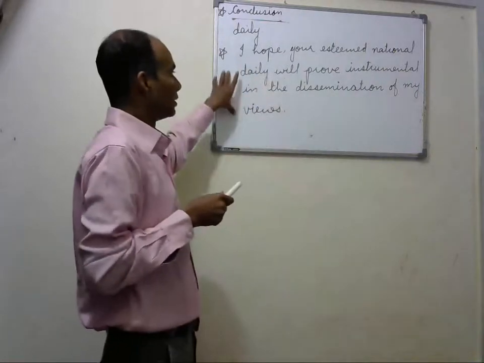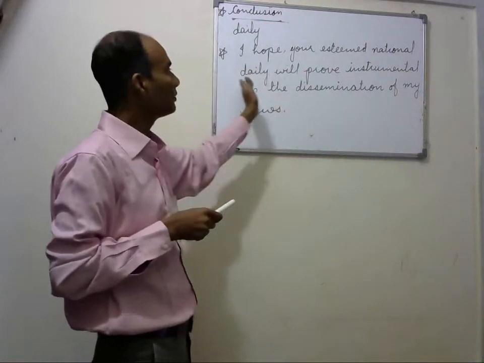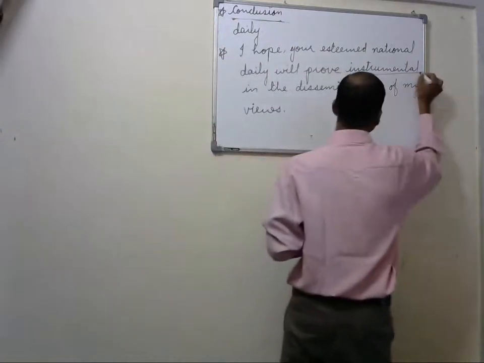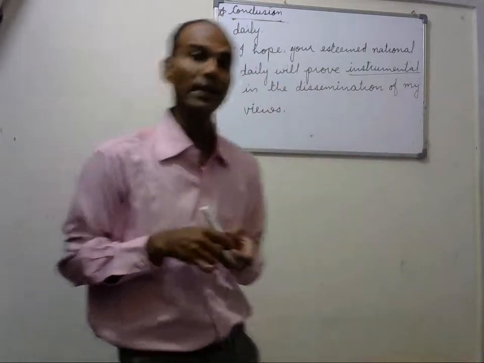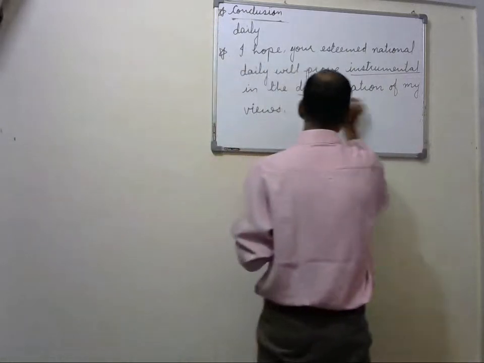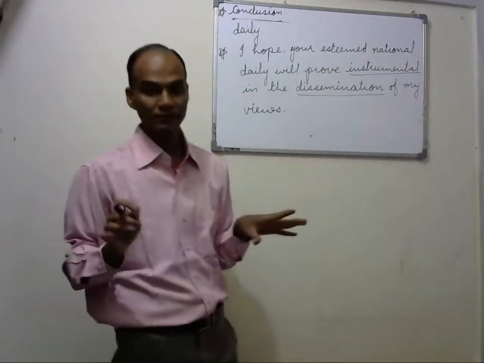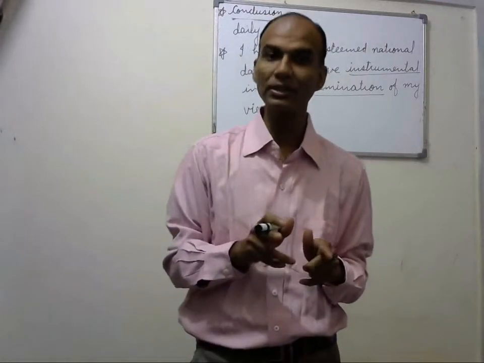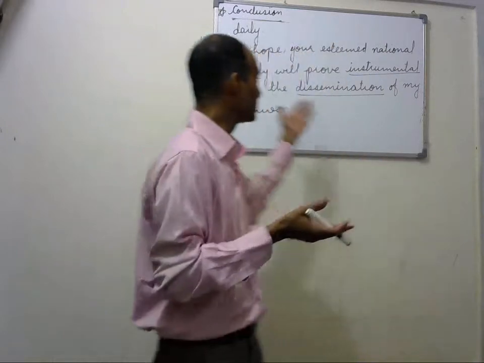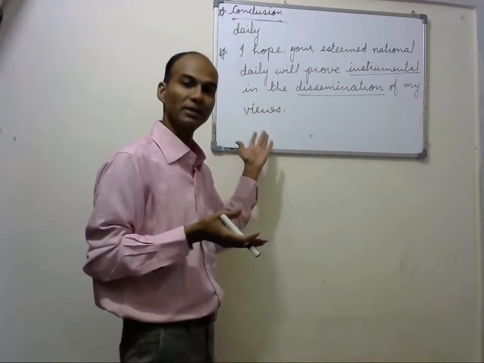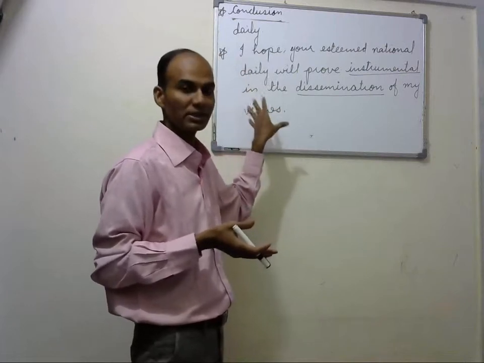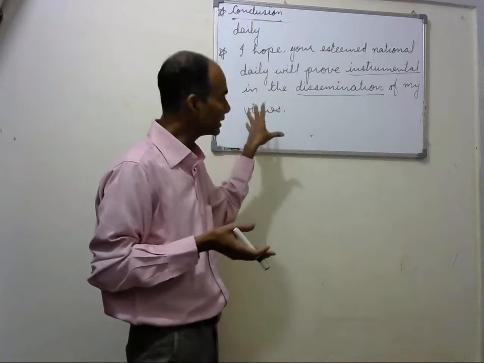So this way you can end that I hope your esteemed national daily will prove instrumental. Here this instrumental means helpful in the dissemination. This dissemination means spreading. That I hope your newspaper will be helpful in the spreading of my views. That is what we mean to say here. So this is another way of ending a formal letter, especially the letter to editor, right?